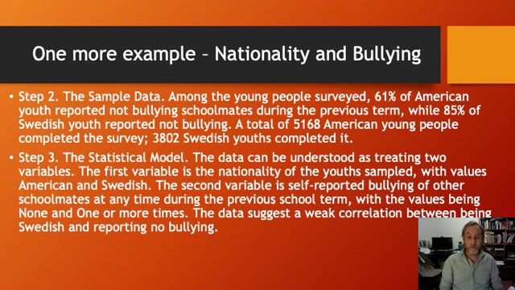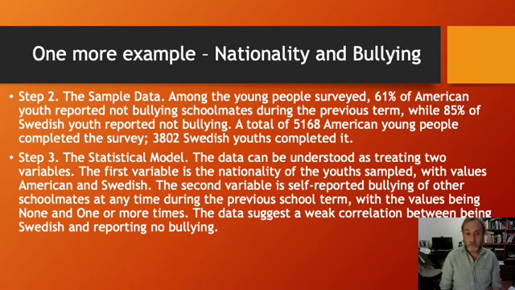Step 2. Okay, so what was the data? Well, among the young people surveyed, 61% of the Americans reported not bullying schoolmates during the previous term. 85% of the Swedish youth reported not bullying schoolmates, right? And sample sizes are important here, right? So we had about 5,000 Americans and about 3,800 Swedish completing the survey. So that's, again, going to matter for our margins of error later, right?